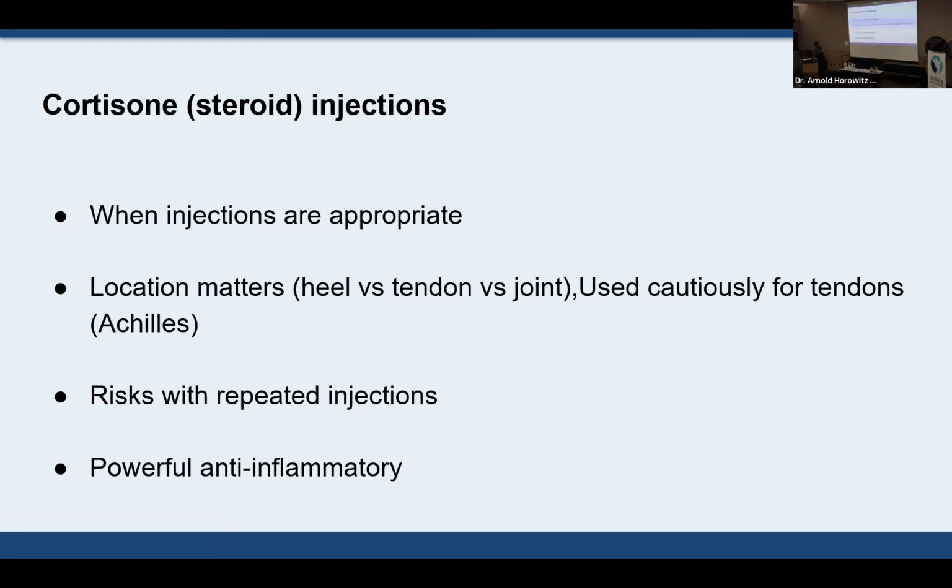Location matters, heel versus tendon. For the heel, we're typically more prone to giving cortisone injections as long as it'll work for the patient. With tendons, we want to be really careful, because if we inject cortisone into a tendon, it can cause tendon ruptures. So we want to be really careful with that.